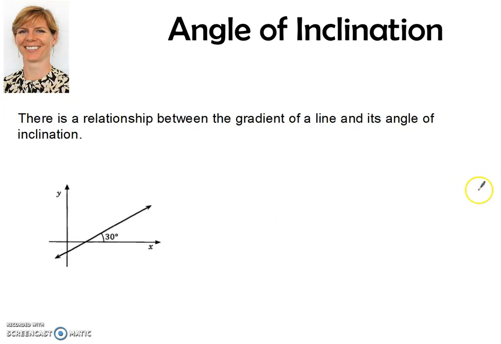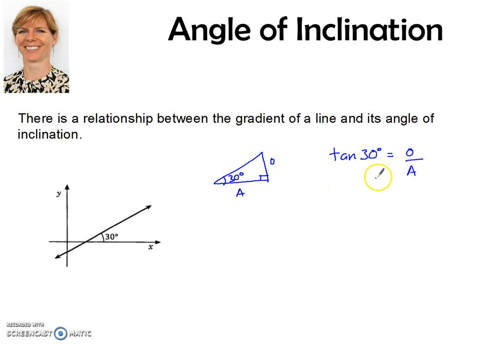So the relationship is, like I said, fairly straightforward to work out. If we look here, we've got an angle of 30 degrees. So if we draw a triangle like that, a nice right angle triangle, that's 30 degrees. Now we know that tan of 30 is going to be opposite over the adjacent side. So that's opposite, that's adjacent, opposite over adjacent.